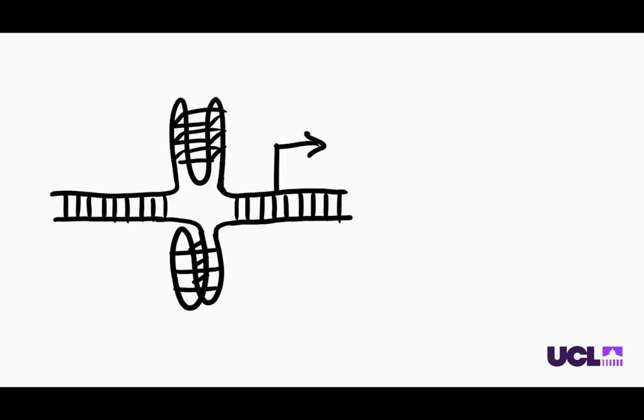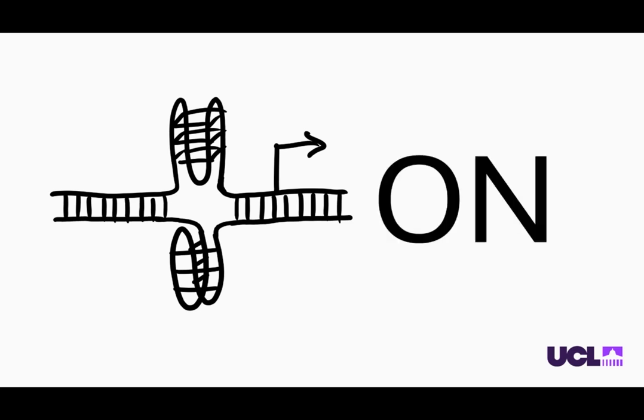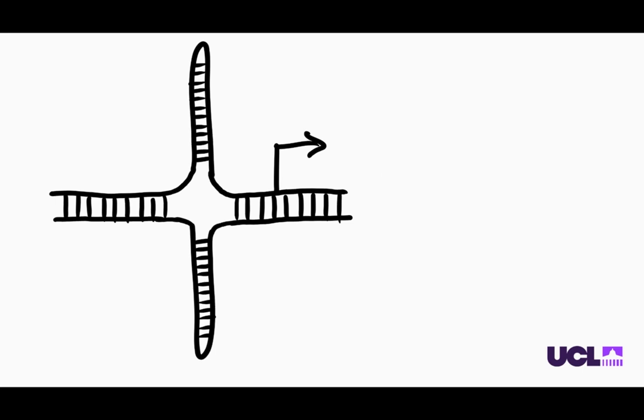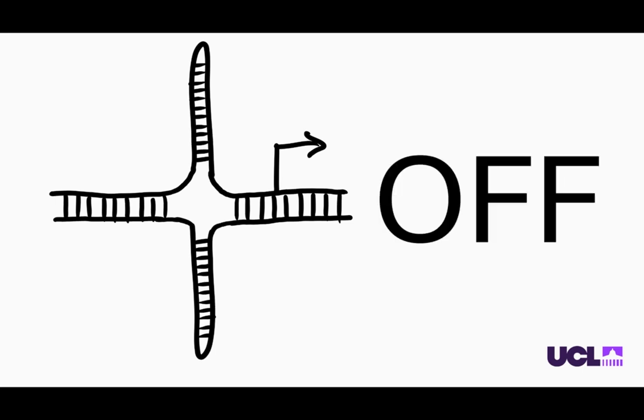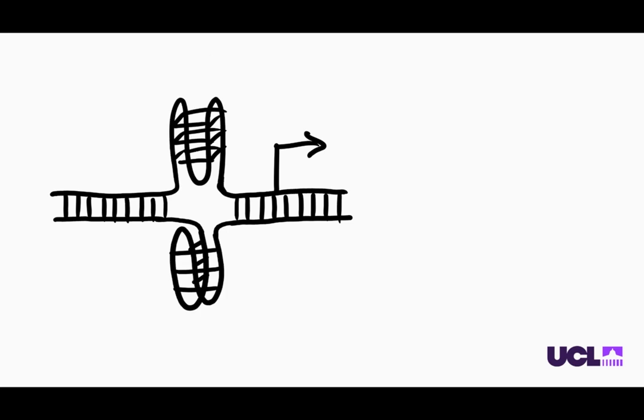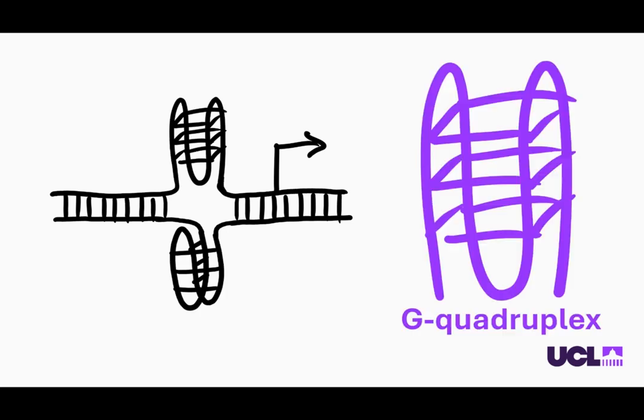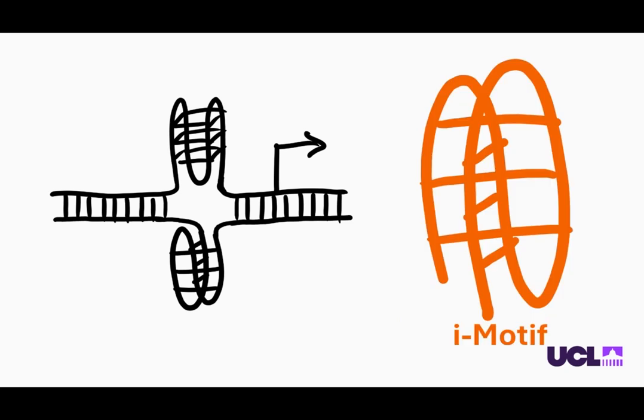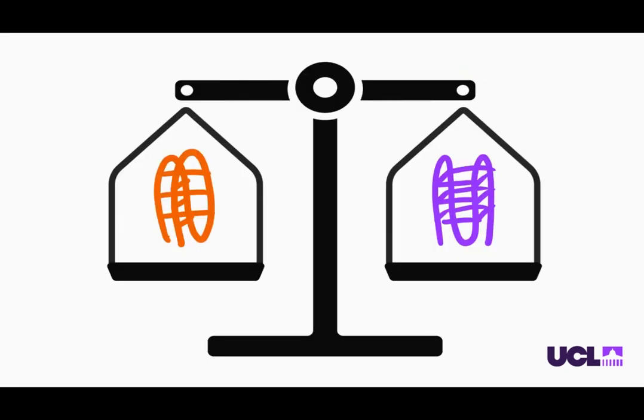Previous work in our group showed that these special DNA structures could affect gene expression in the insulin gene. If the special shapes of the DNA were present, this turned the gene on. If these special DNA shapes were not there, the gene was turned off. This led us to ask the question, which is more important, the G-quadruplex or the i-Motif? What is the balance between these different special structures that DNA form?